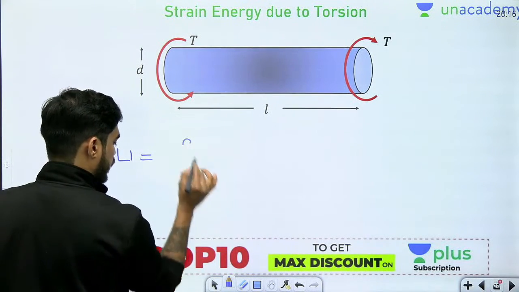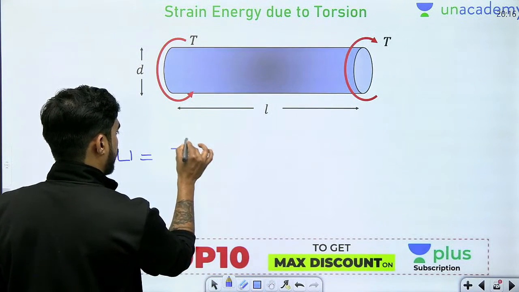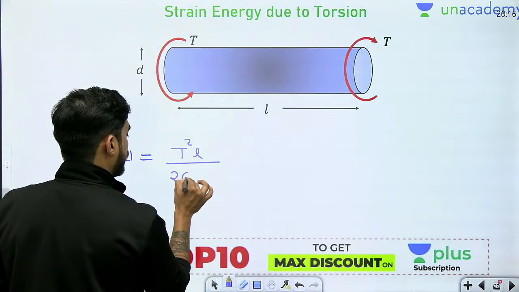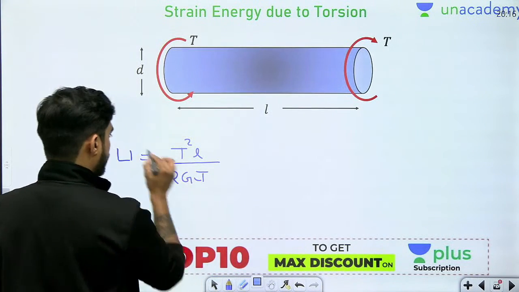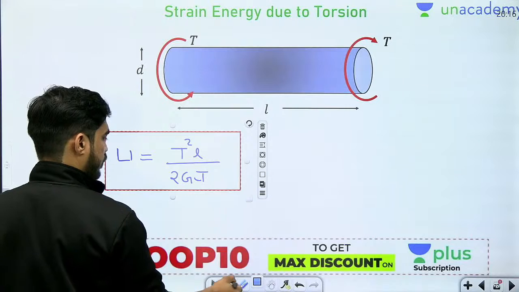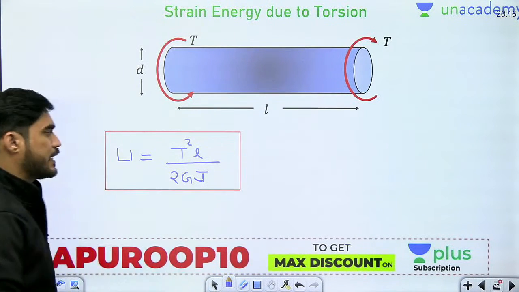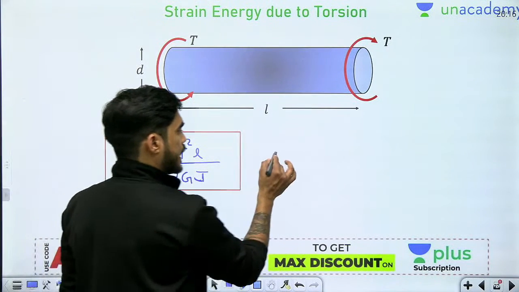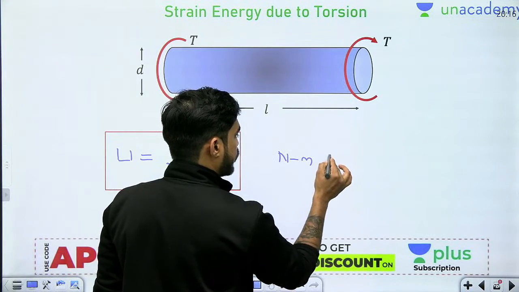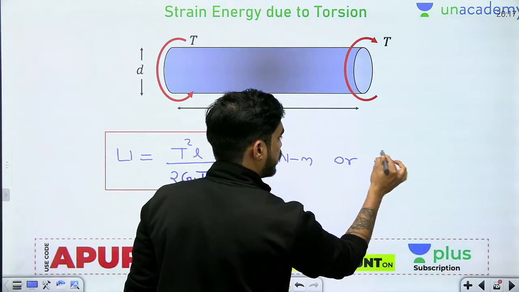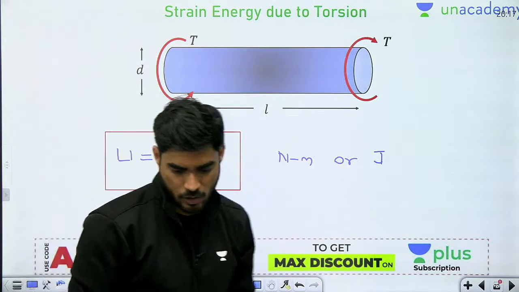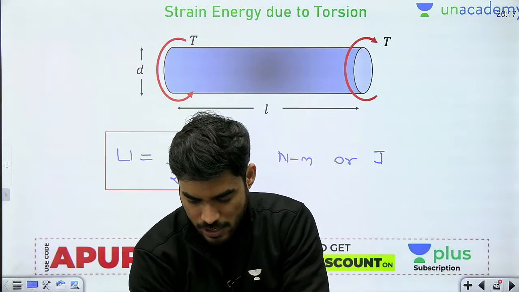Okay. So beta, the equation of strain energy here is given by this. U equals to T square L by 2GJ. This is the equation of strain energy, T square L by 2GJ, and it is in Newton meter or joules. ठीक है, the unit is Newton meter or joules.